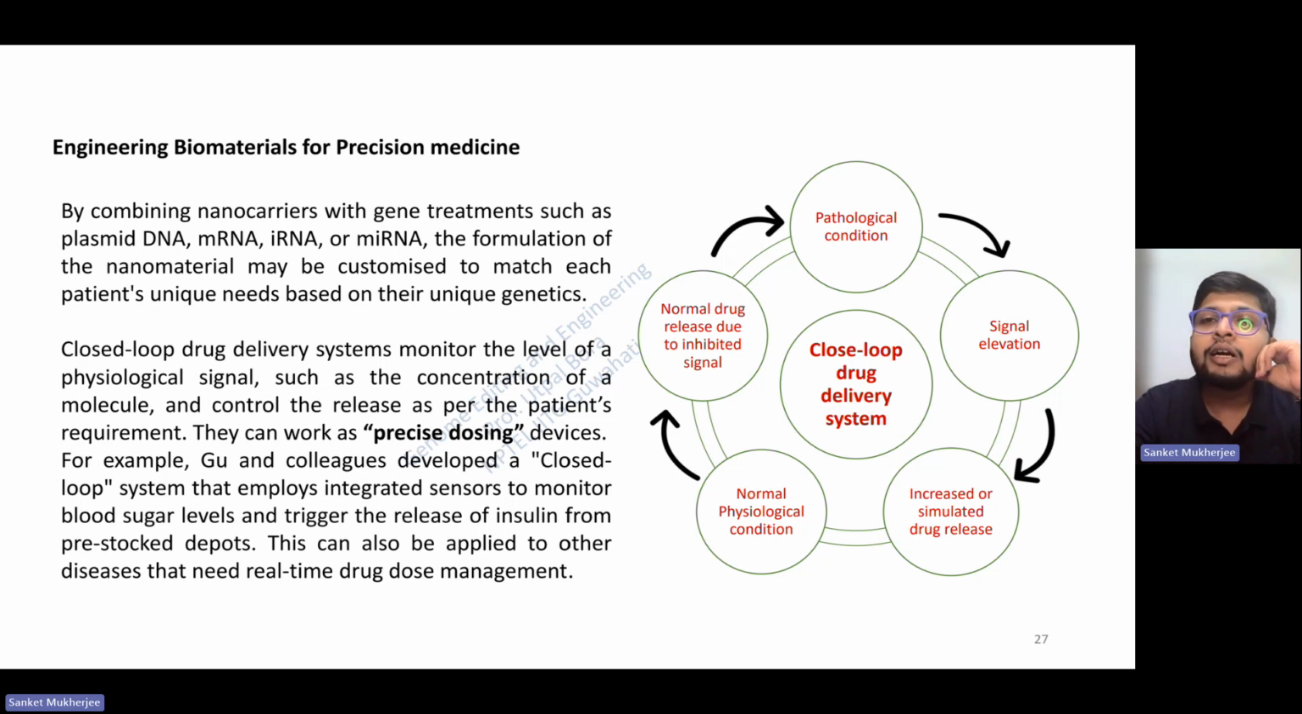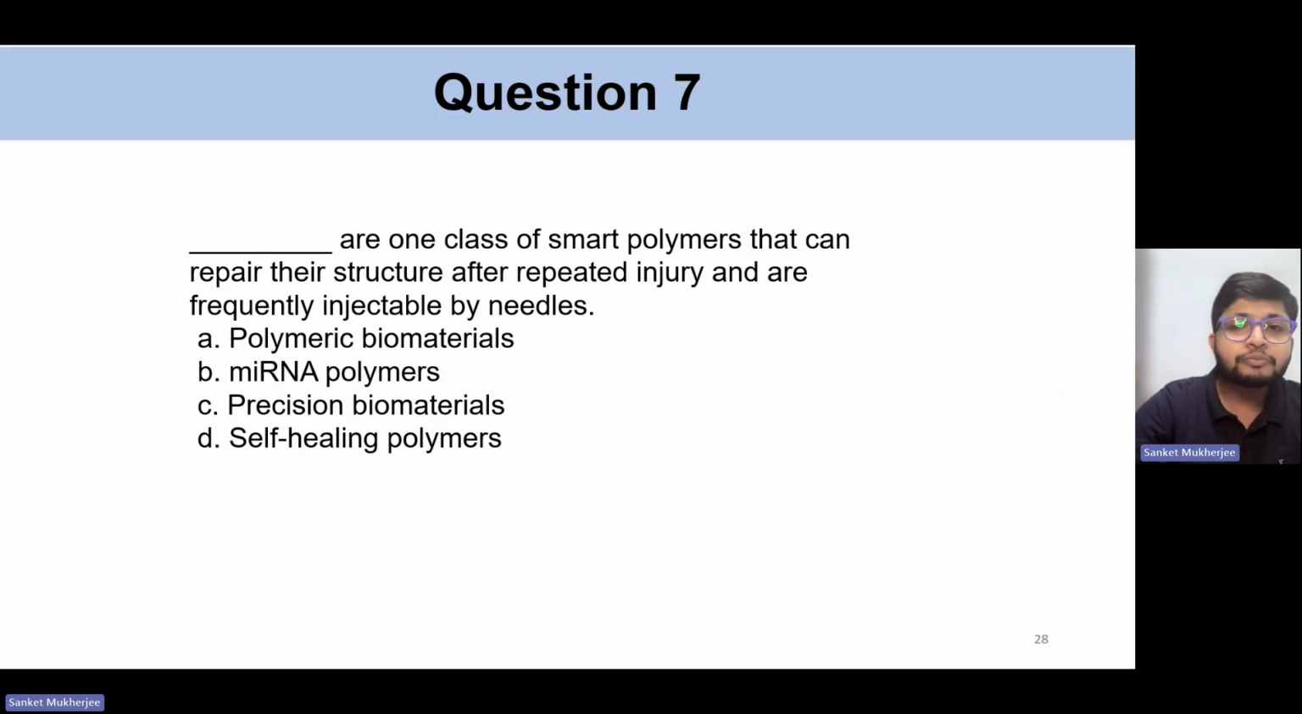Also, apart from closed loop delivery, these kinds of drug delivery systems have the benefit of targeted therapy. So medicines are released only in certain areas where the problem is, or in certain tissues where the disease is. For cancer also, these kinds of approaches have been used. There are a lot of papers which use this. So that's the idea.